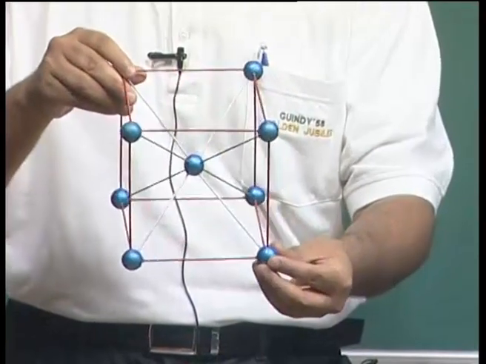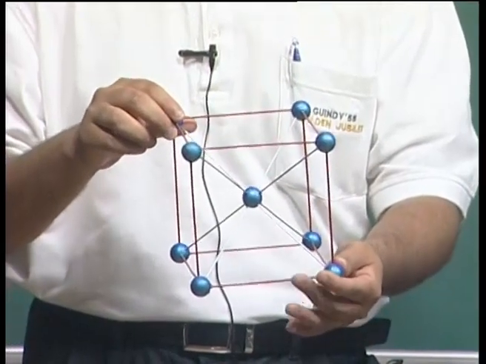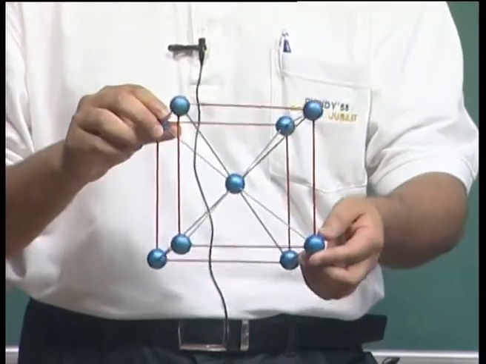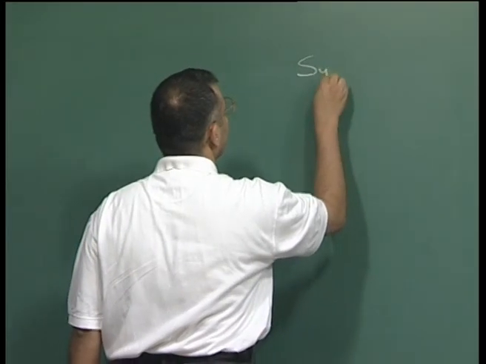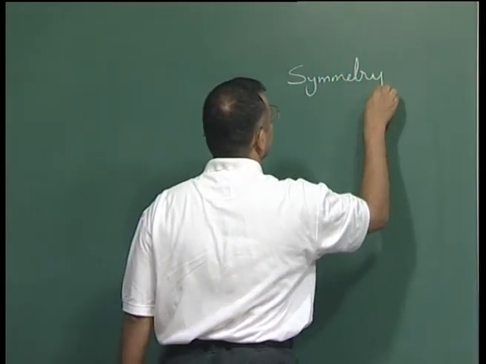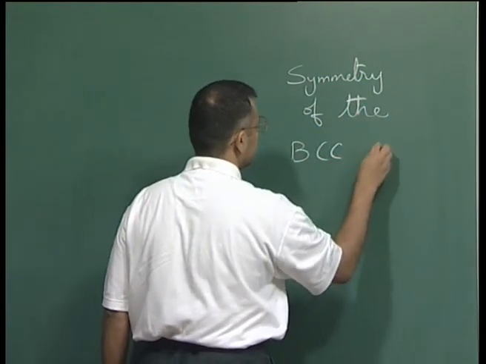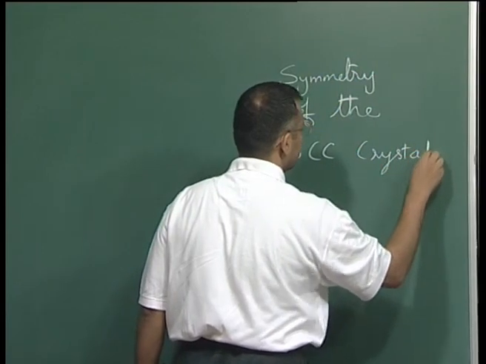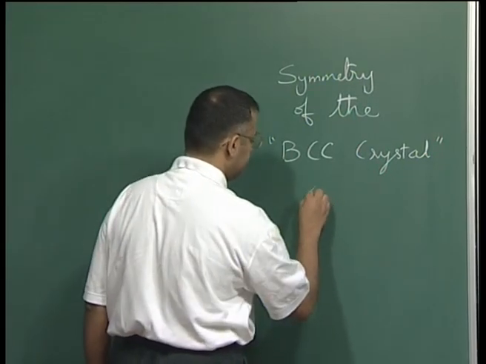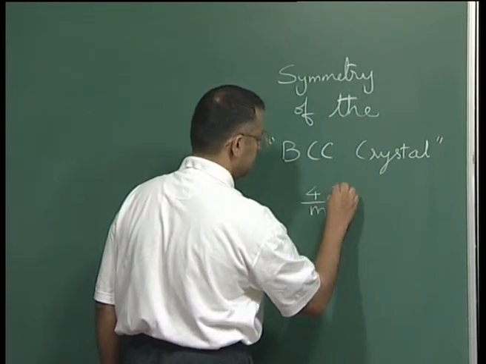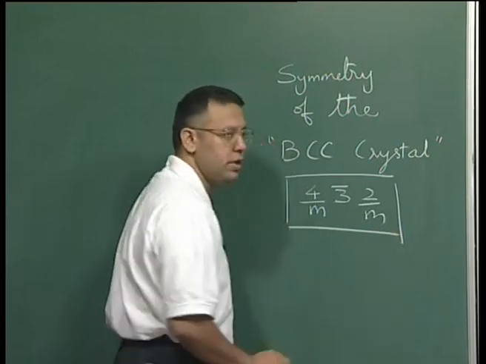So, this is a ball and stick model of the BCC crystal, and we have to notice that this crystal has got the complete symmetry of the lattice. It has got a 4 by m, 3 bar, 2 by m symmetry, which I will write down on the board. And I am using the phrase BCC crystal in the exact sense which I just described to you. And this also happens to be the symmetry of the lattice from which I started off.